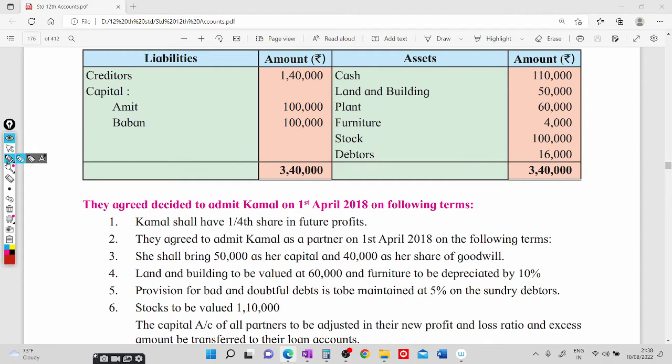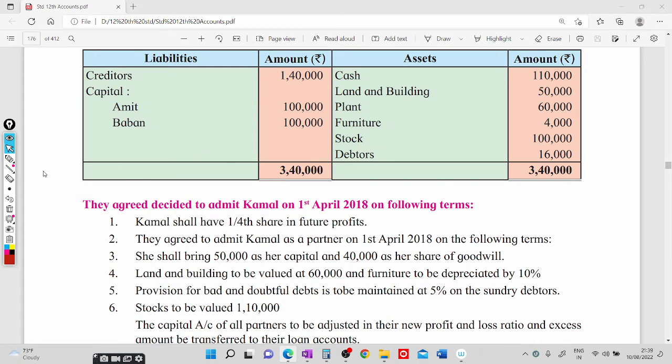So students, out of the assets, land and building and stock are appreciated. So the value of land and building is increased and the value of stock is also increased. But at the same time, furniture is depreciated. So there is a reduction in value of furniture. And there is a provision of RDD, bad and doubtful debts, 5%. So debtors will also decrease by 5%.